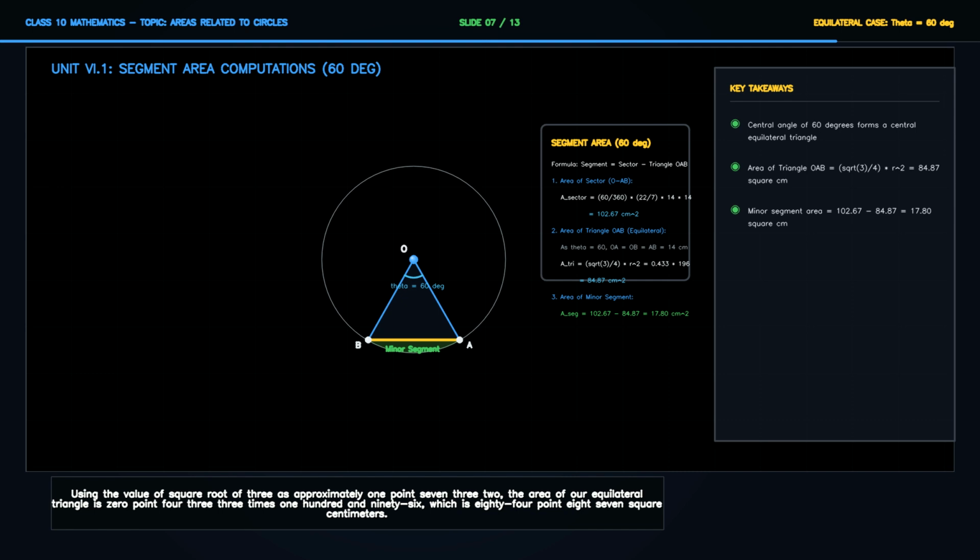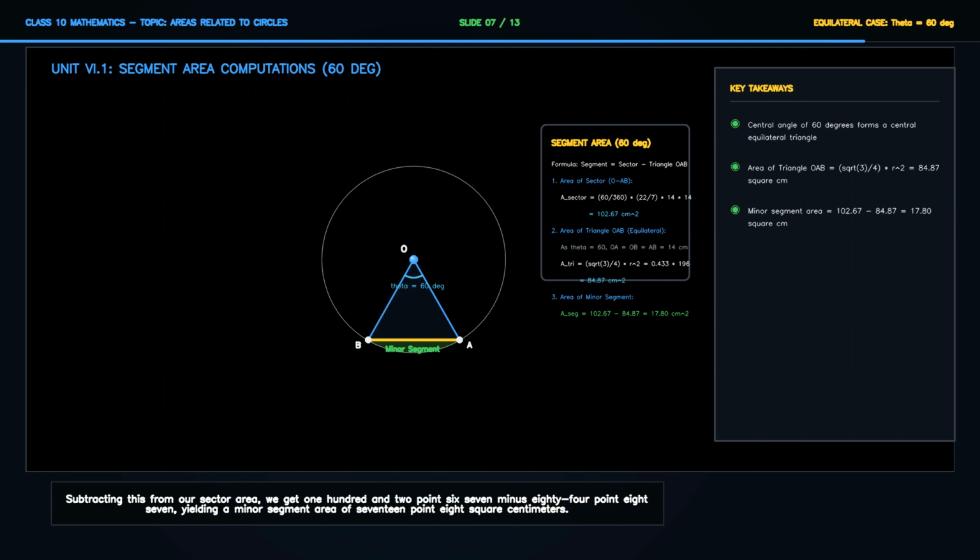Subtracting this from our sector area, we get 102.67 minus 84.87, yielding a minor segment area of 17.8 square centimeters.